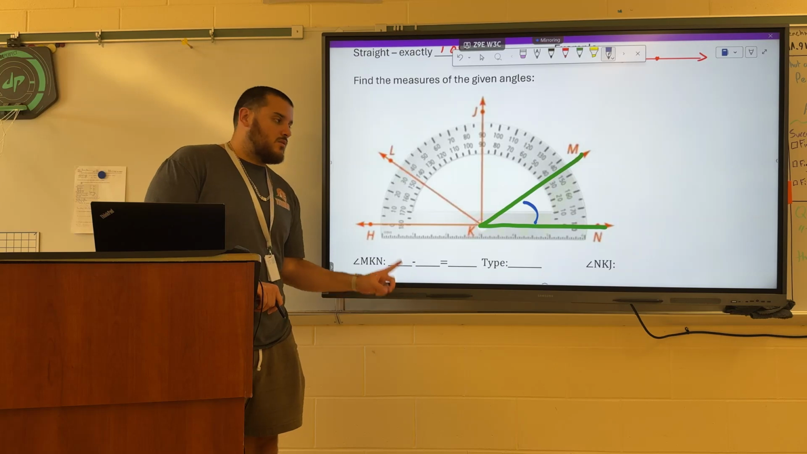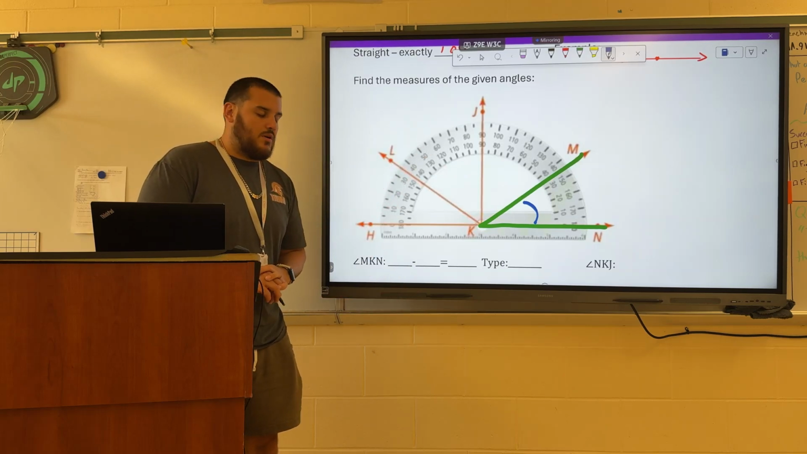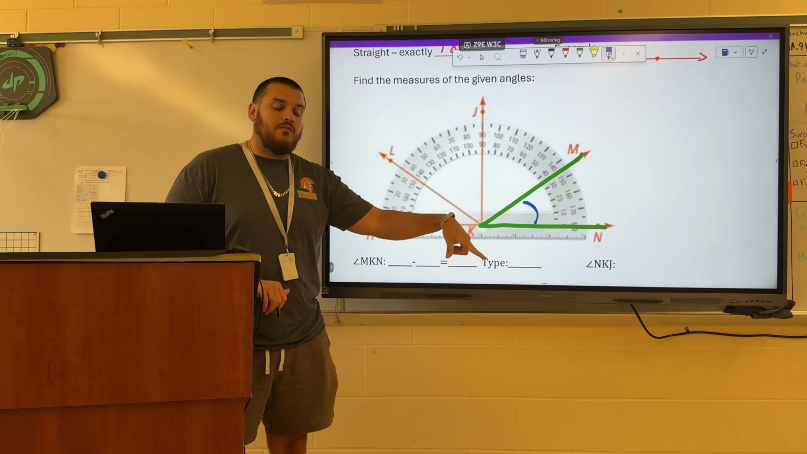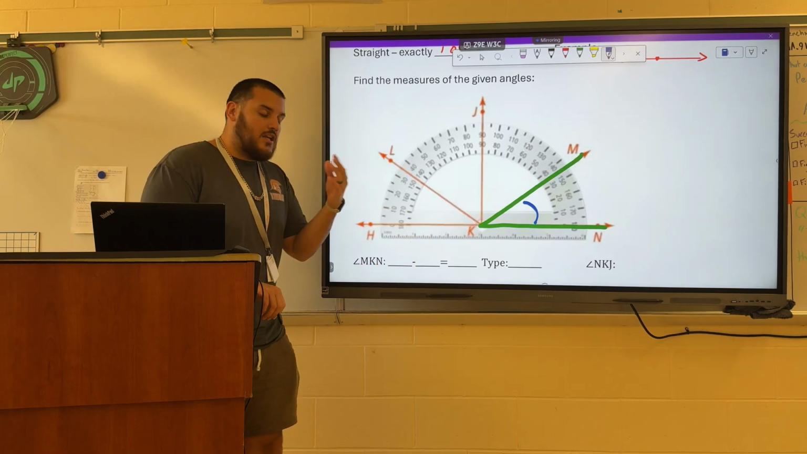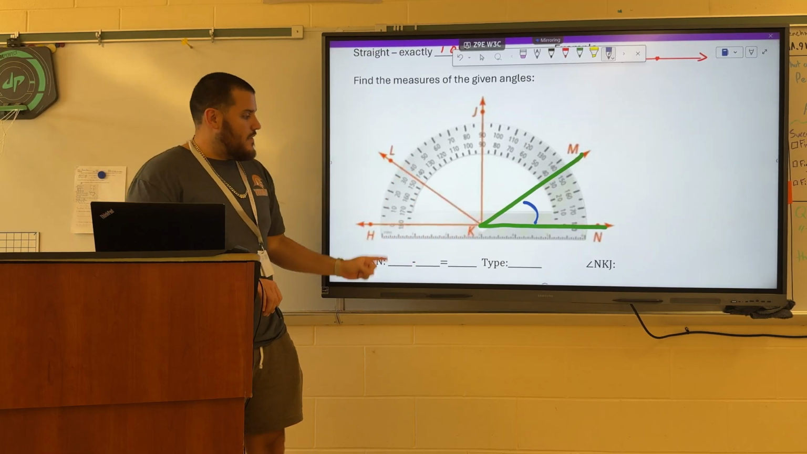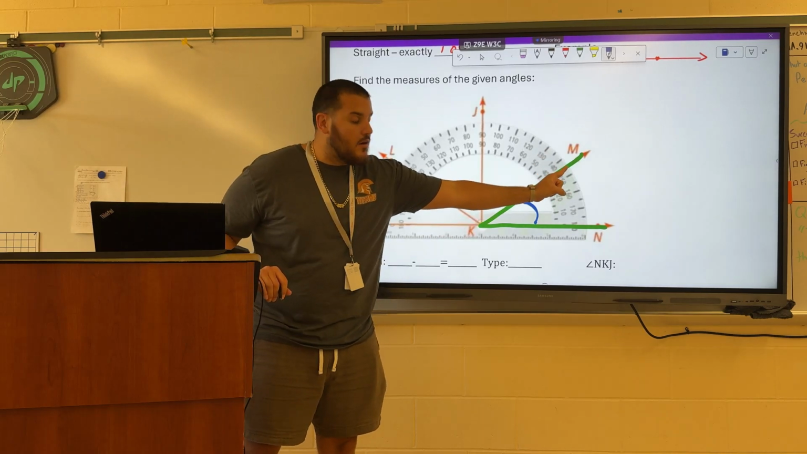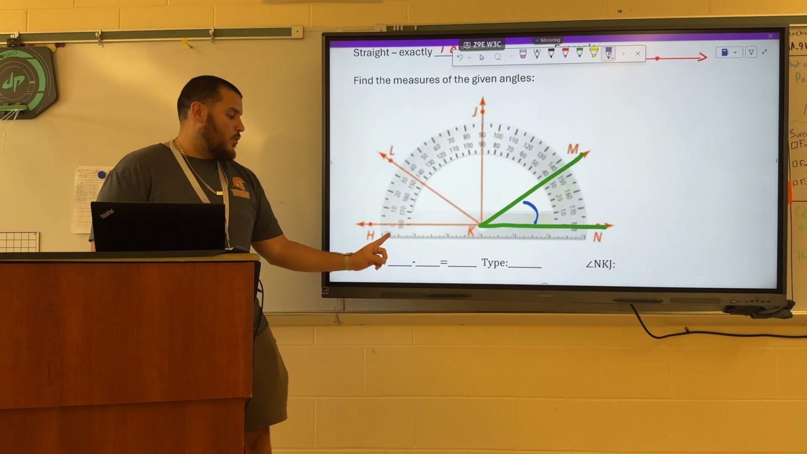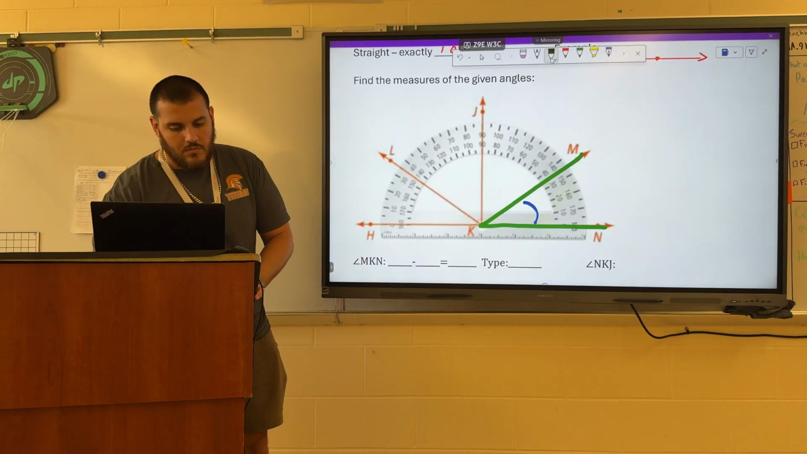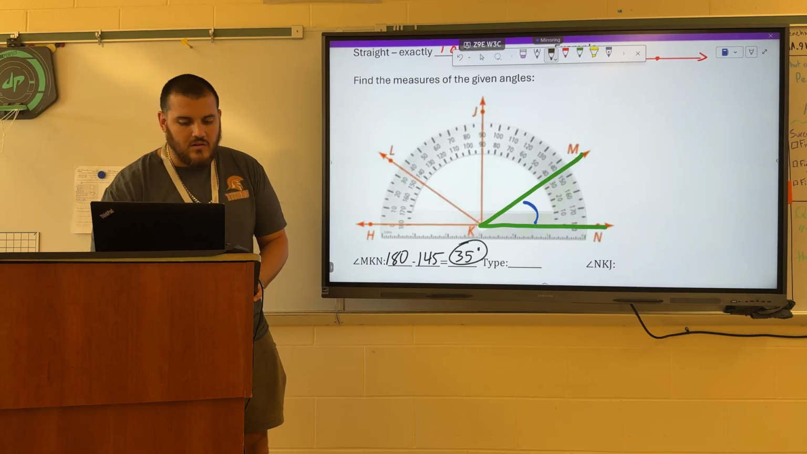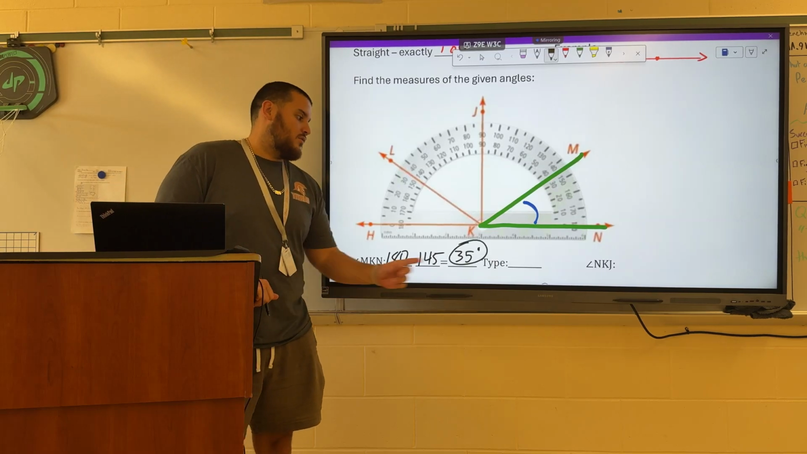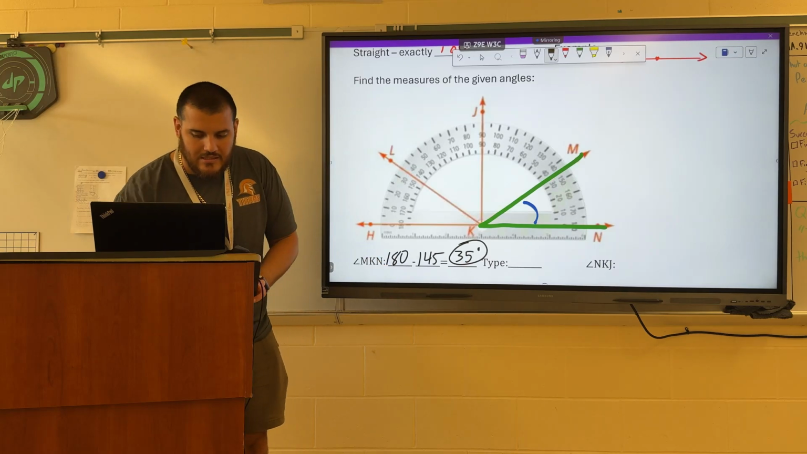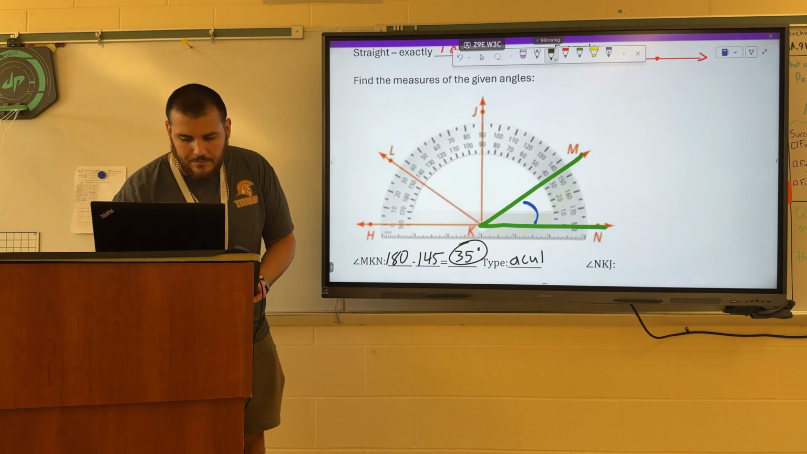To find the amount of degrees on the interior of that angle, remember we're going to find the difference of the values where our sides cross the protractor. I'm looking at the outside set of numbers, because that's always what I do. Again, you're just going to pick a set of numbers and stick to it. On the outside, side KM crosses at 145, side KN crosses at 180. Remember, we're going to do the big number minus the small number. So 180 was my large value minus the 145, my small value, gives me a 35 degree angle for MKN, which of course would be an acute angle because it's less than 90 degrees.